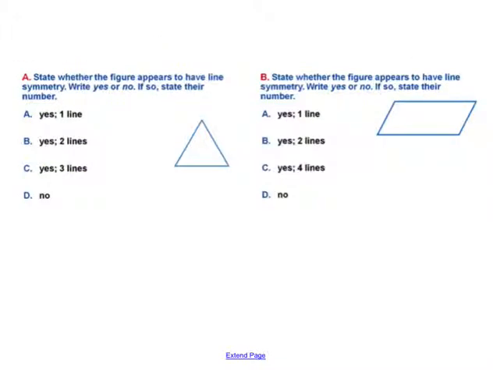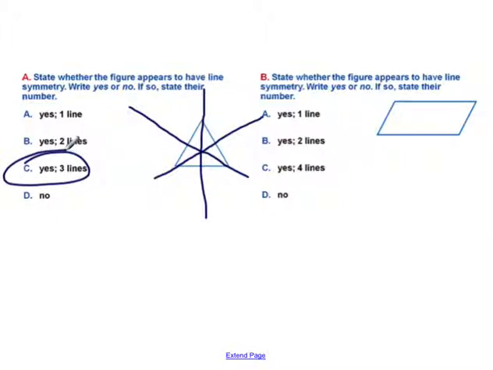Taking a look at this next one, state whether the figure appears to have lines of symmetry, right? Yes or no? If so, state their number. So when I cut this triangle, I usually start by trying to cut it in half. So if I were to cut it in half, hopefully more precisely than that, notice that it's the same on either side. Well, it's the same if I cut it in half this way, and it's the same if I cut it in half this way. So think of it, if you were to fold it on that line, would the ends line up? Would it be the same if you were to fold it over? And for each of those, it would be, and there were 3 lines.